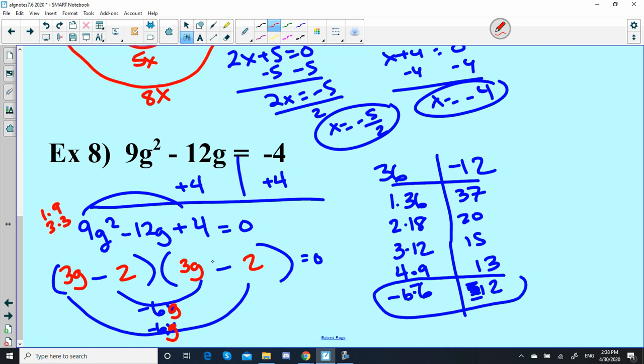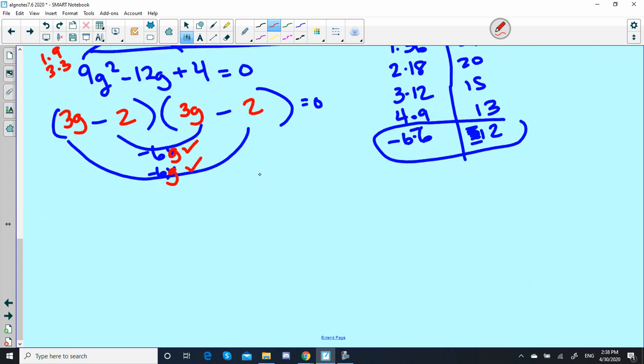So negative 2 times negative 2 is positive 4. That works. Negative 2 times 3g is negative 6g. That works. Negative 2 times negative 3 is negative 6g. That works as well. So notice that they're exactly the same. So I'm just going to do one of them.